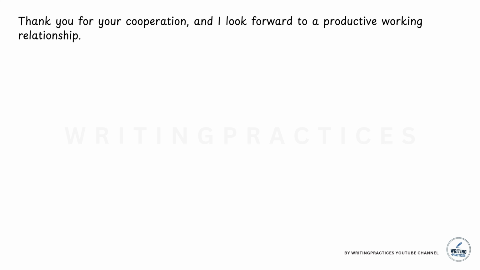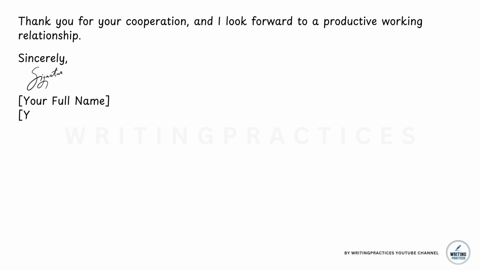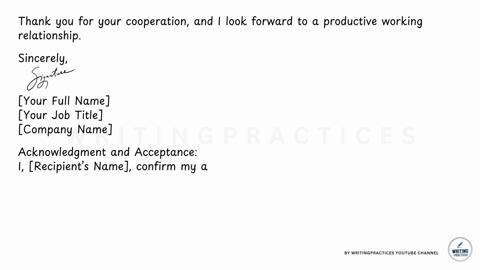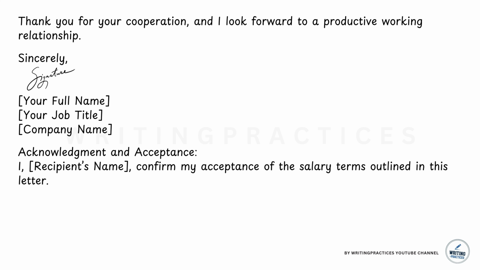Signature and acknowledgement. Finally, end with your signature and an acknowledgement section for the recipient. Here's how that looks. Sincerely, John Doe. Your job title, ABC Corporation. Then add a space for the recipient to sign, acknowledgement and acceptance. I, Jane Smith, confirm my acceptance of the salary terms outlined in this letter. Signature, date. This acknowledgement ensures the recipient formally agrees to the terms.